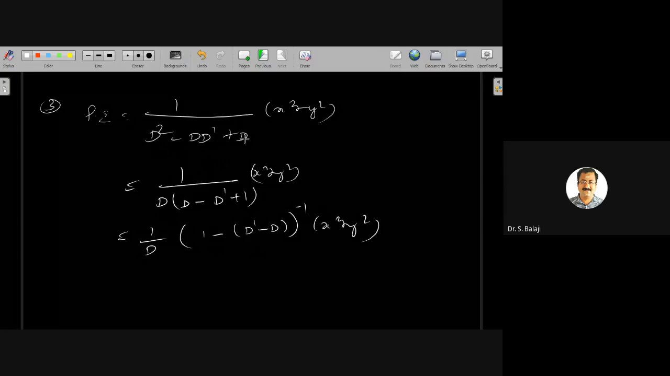If you take D, because a constant appears here, for that constant you can keep it like this: 1 by D into 1 minus of (D minus D dash) and plus 1. So I can write (1 minus x) whole power minus 1. The expansion depends on the square terms, D square and D dash square. Wherever you find D square and D dash square, up to that you have to expand. That is the third one.